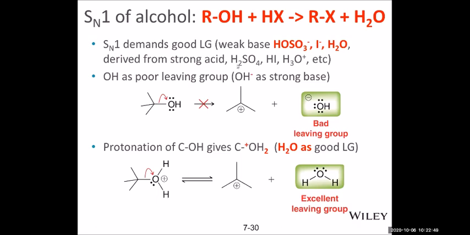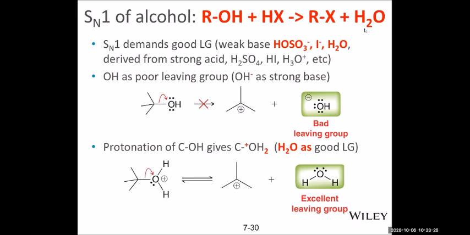These are the strong acids, as you learned before: sulfuric, hydroiodic, hydronium. These are very strong acids. The conjugate bases of those three acids are bisulfate ion, iodide, and water. These are very weak bases, which means they can be very good leaving groups. The OH in the alcohol by itself is not a good leaving group, because hydroxide is a very strong base.